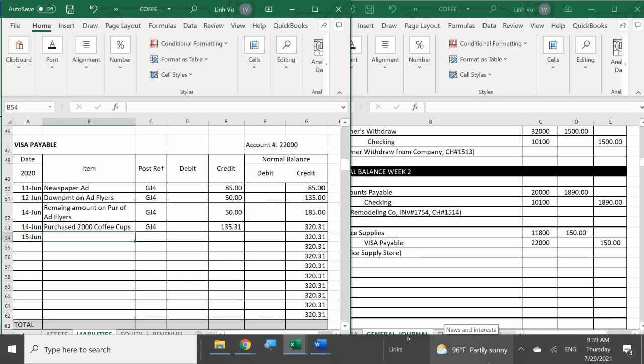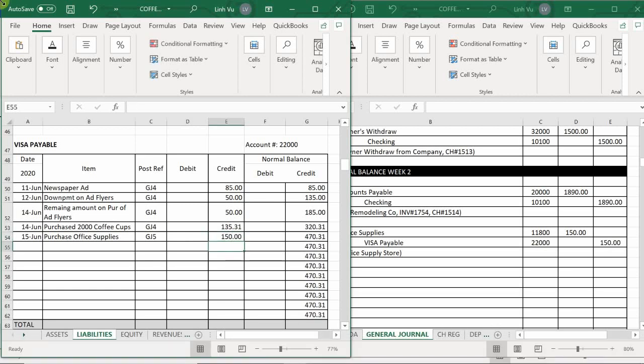Office supply store. General journal, 550. Where am I placing the 150? Credit. Good. So then my total balance is now 470.31. Good. What's next?